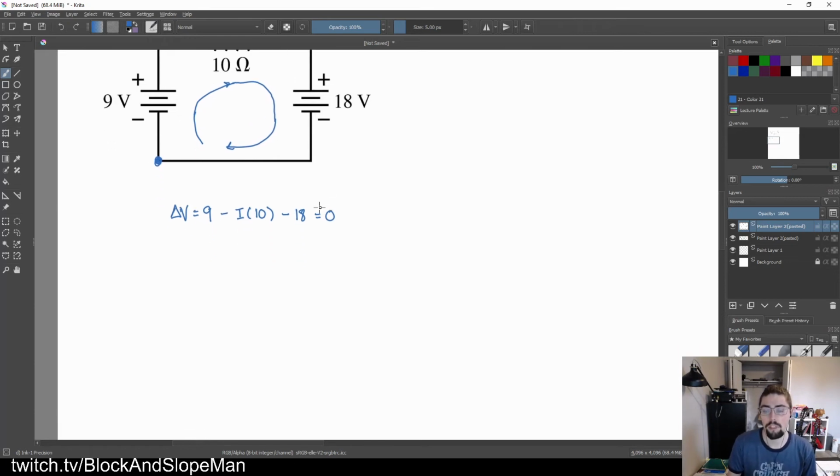So, now that we've got that, let's start combining some things together, right? I look at this thing and I say, okay, I don't need a system of equations. I've only got one unknown. I can solve this problem here. So, the next step is going to look like -9 minus 10i.